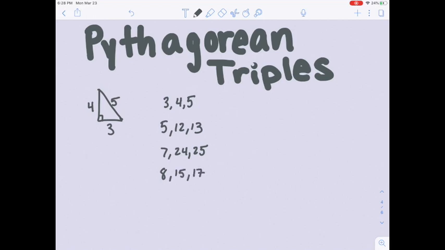Like I said, you don't need to memorize them. I often get these ones confused. Sometimes I think it's an 8, 24, 25 because the numbers are hard to memorize. The only one I definitely think is worth memorizing is 3, 4, 5 always being a right triangle.